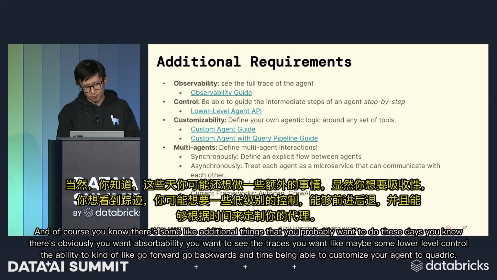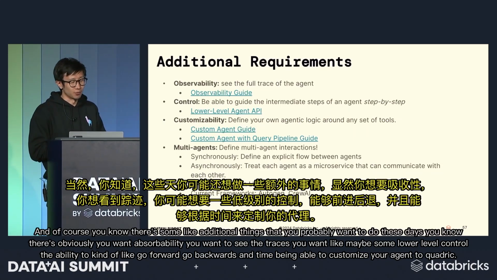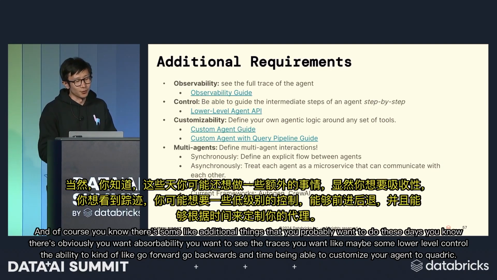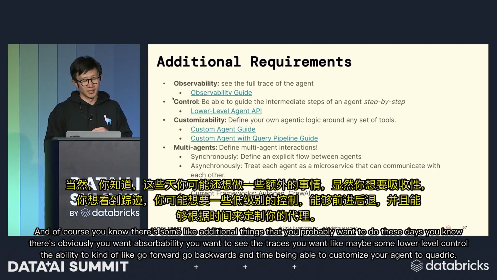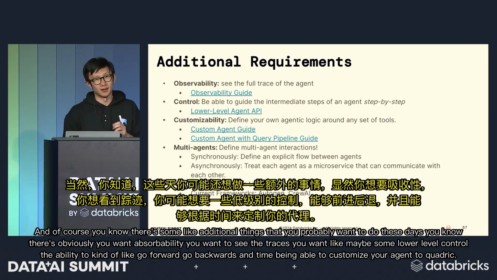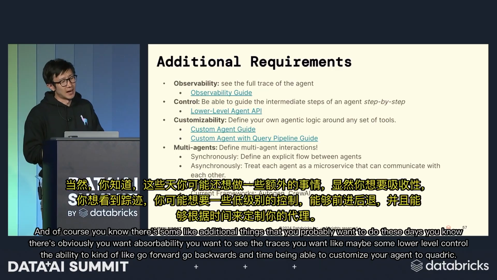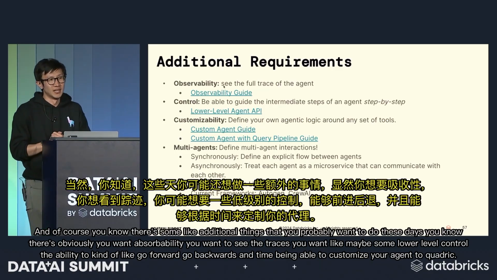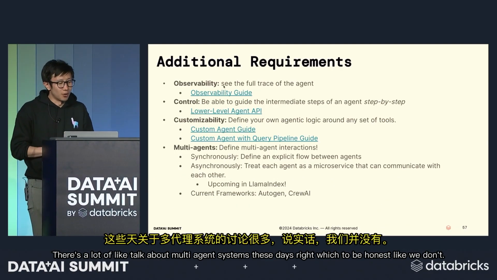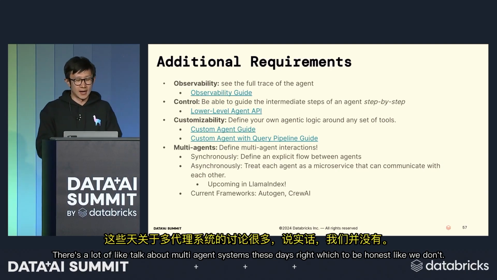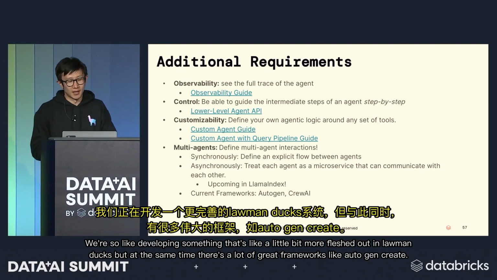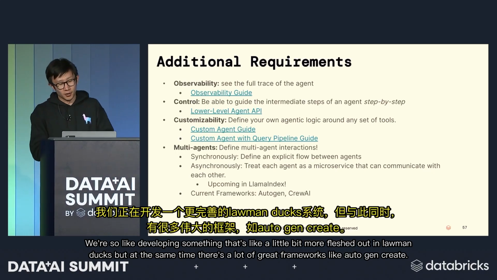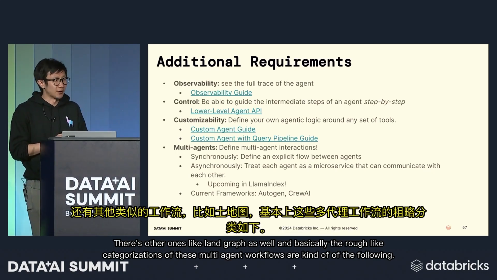And of course, there's some additional things that you probably want to do. These days, obviously you want observability, you want to see the traces, you want maybe some lower level control, the ability to go forward, go backwards in time, being able to customize your agentic logic. There's a lot of talk about multi-agent systems these days, right? Which, to be honest, we're still developing something that's a little bit more fleshed out in LlamaIndex, but at the same time, there's a lot of great frameworks like AutoGen, CrewAI. There's other ones like LangGraph as well.